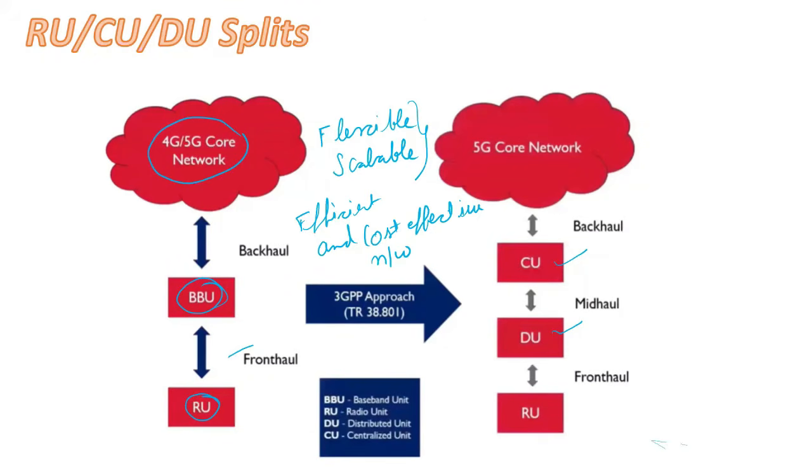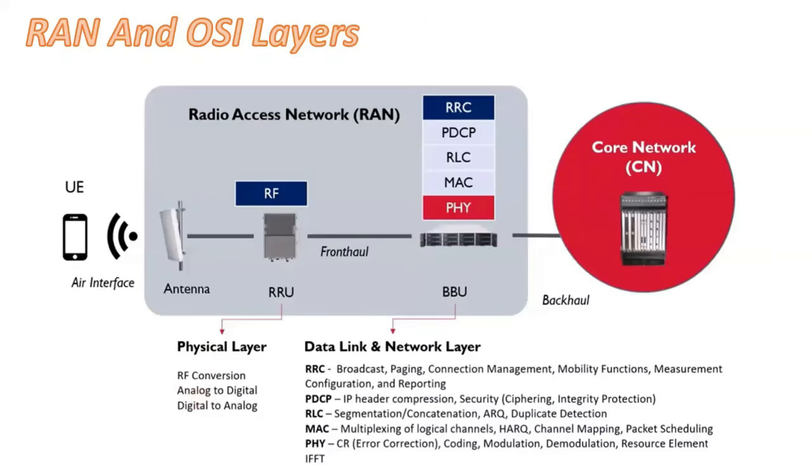So it is a cloud optimized architecture. After splitting, we are splitting the physical components of the baseband unit into the CU and the DU. And after splitting the baseband, we have to split the protocols also, right?